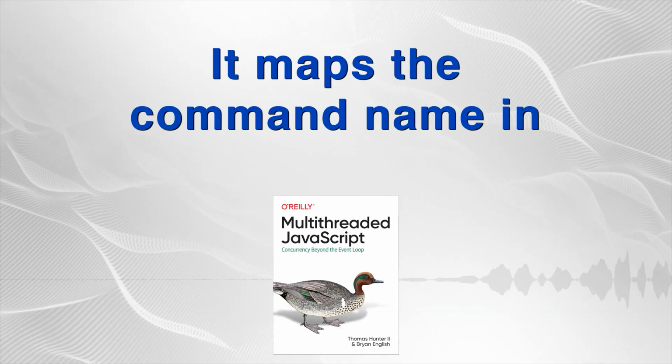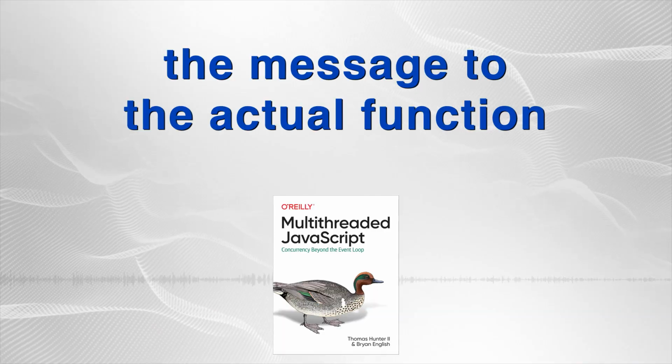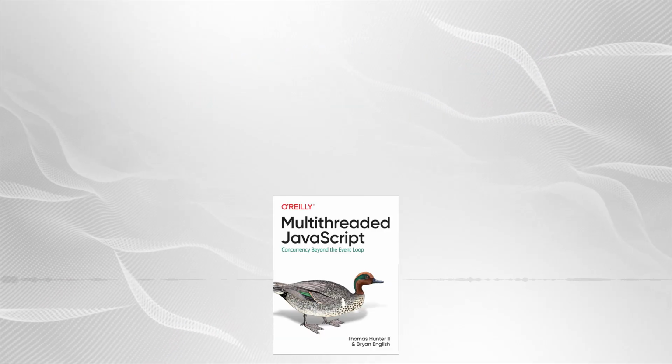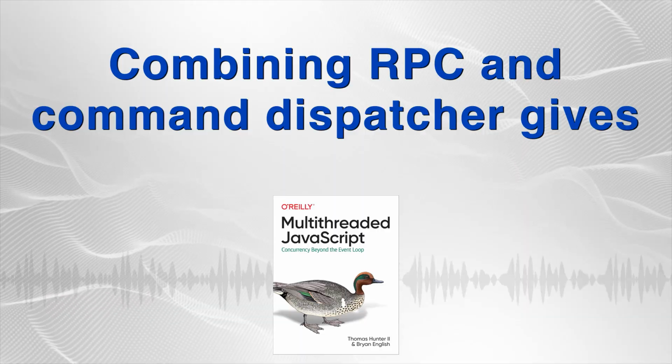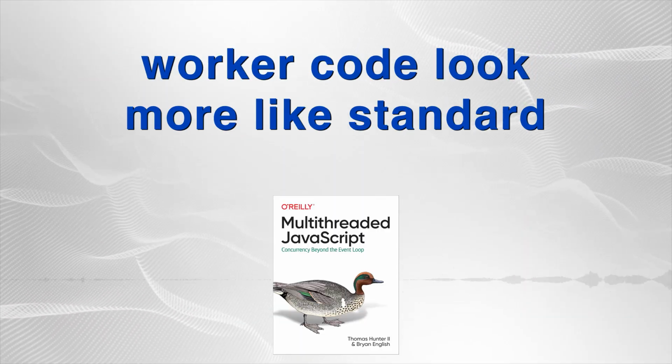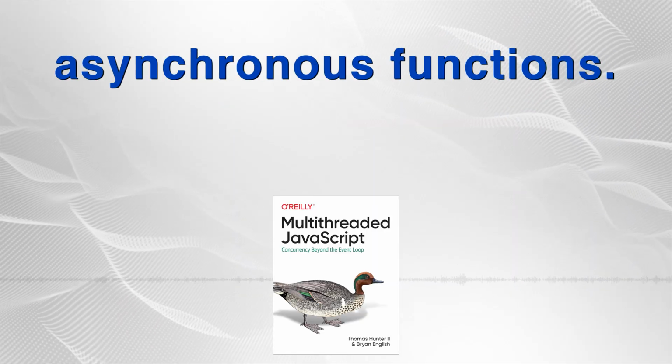Exactly. It maps the command name in the message to the actual function code inside the worker, and it should handle commands it doesn't recognize. Combining RPC and command dispatcher gives you a nice RPC worker. It hides the messaging details, making worker code look more like standard asynchronous functions.